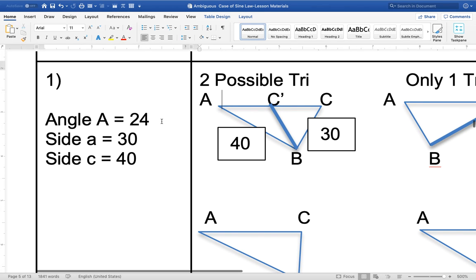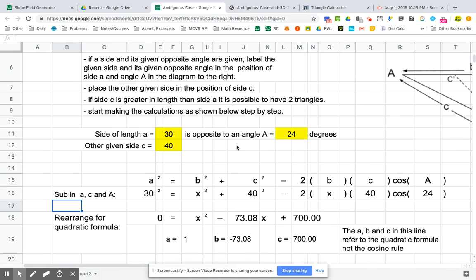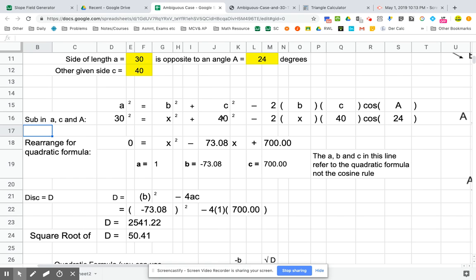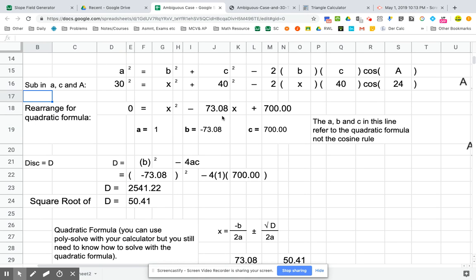Okay, so we went through the process last time where we substituted everything into the cosine law, and we ended up with a quadratic equation. And we could use the quadratic formula.